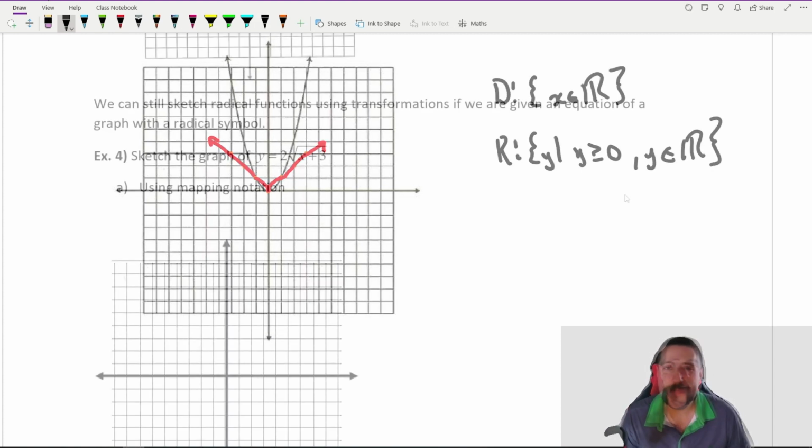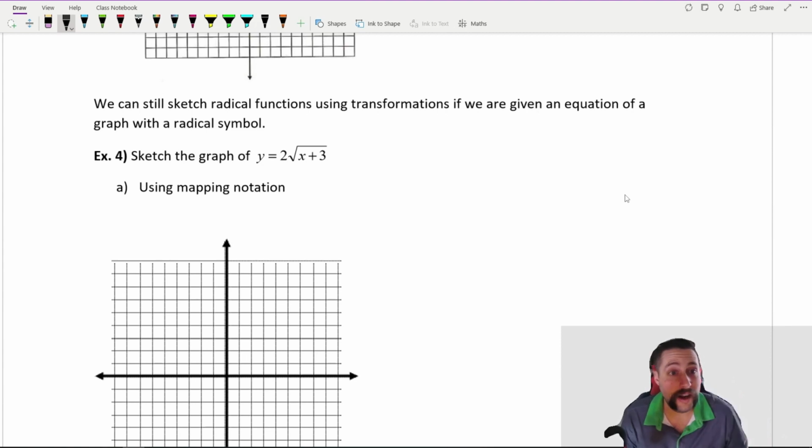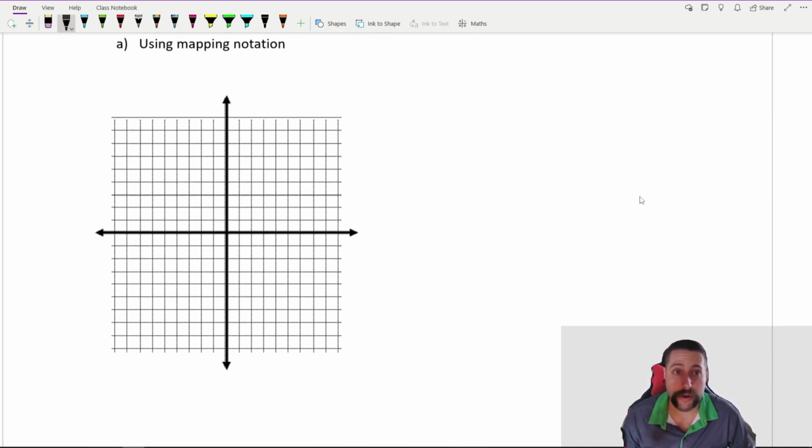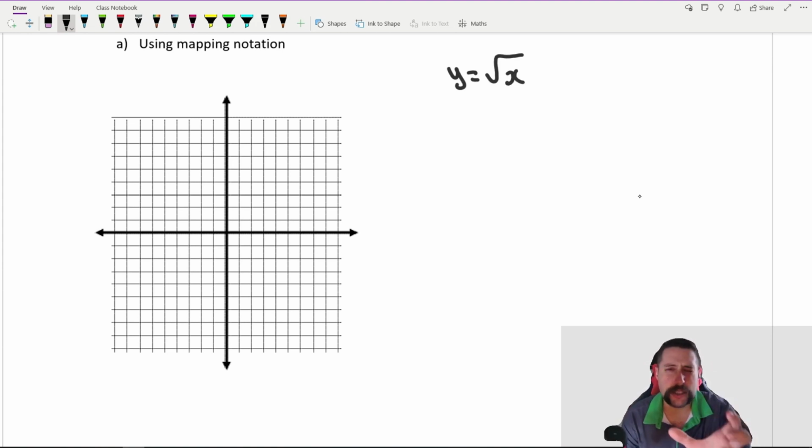That's this example. We can sketch radical functions using transformations if we were given an equation of a graph with a radical symbol. So now we're going to do radical graphs with transformations to them. The first one is example 4. Example 4 says sketch the graph of y equals 2 multiplied by the root of x plus 3. So we're going to do this using mapping notation. How that works is we're going to set up the original graph, y equals the root of x, and we're going to get specific points from there.